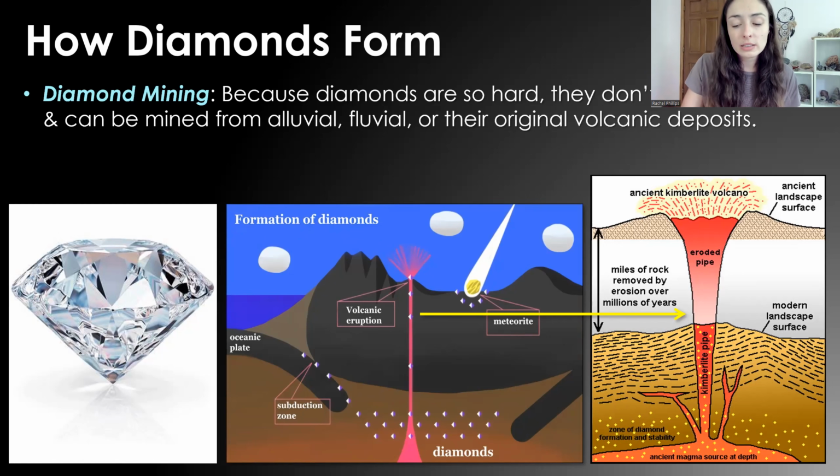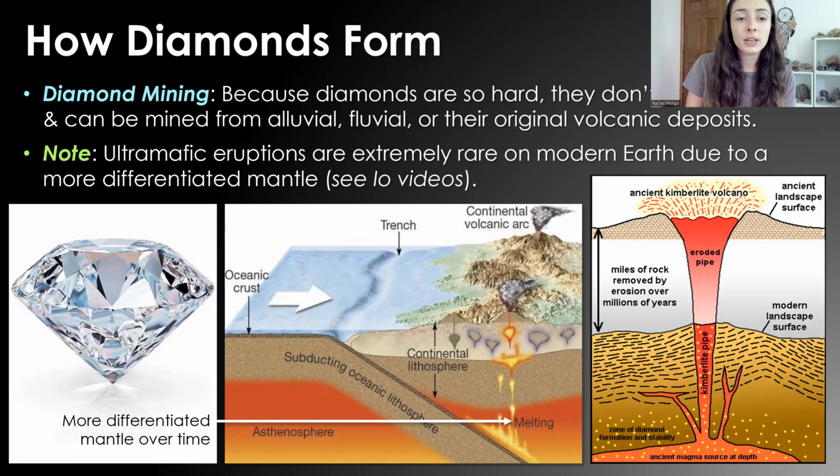They don't weather easily. Also, note that ultramafic eruptions, which ultramafic is just an igneous term used to describe magmas or igneous rocks that are relatively silica poor, and ultramafic volcanism was more common on early Earth because on early Earth the mantle was less differentiated. Over time it differentiated by density, bringing less dense, more silica-rich magma to the upper parts of the mantle and crust, and leaving silica poor, ferromagnesian-rich minerals deeper in Earth's interior.